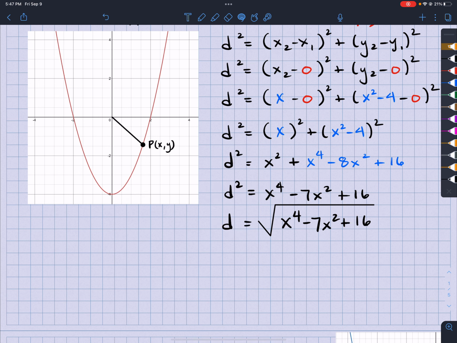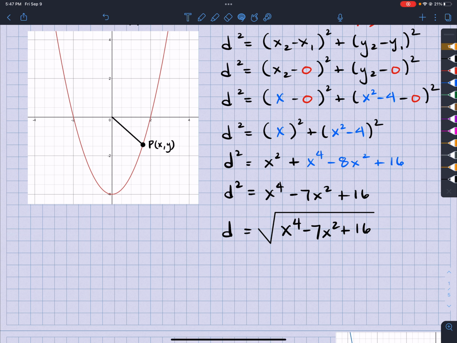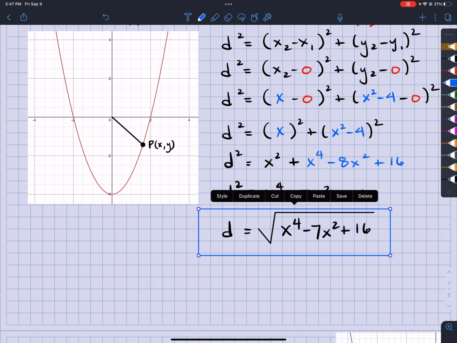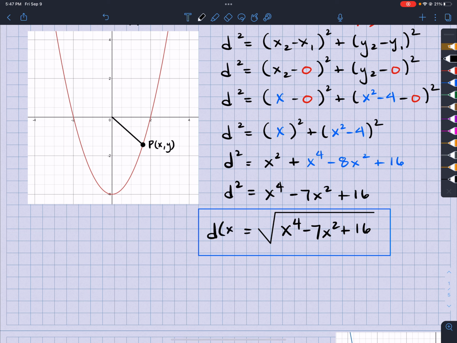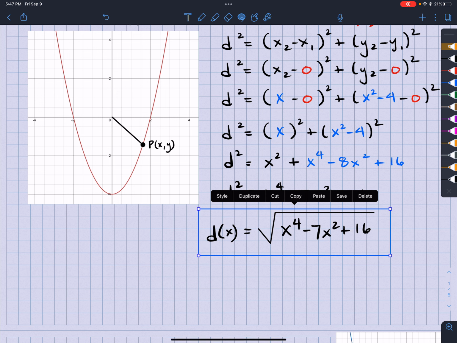So that is what my actual formula is for my distance. Now, here's the biggest part. Because I am essentially doing substitution, what's actually happening is this: I'm naming the distance in terms of x. So this is actually a distance function.